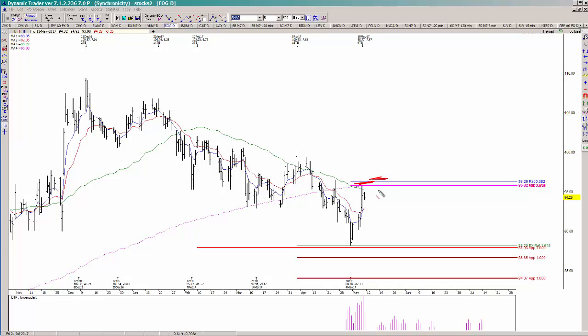So that's something that I want you to watch in the next couple of sessions. If we end up pushing through that same resistance instead, then you can definitely see a continued rally from the May 4th low instead.